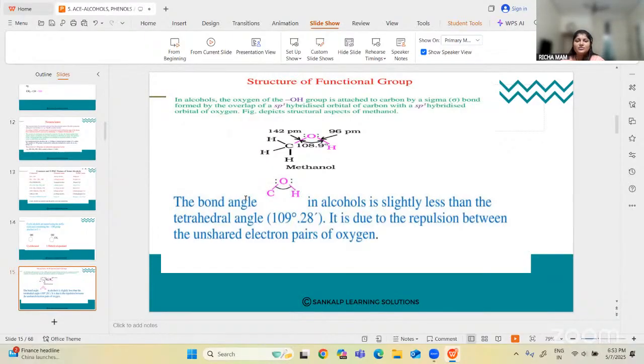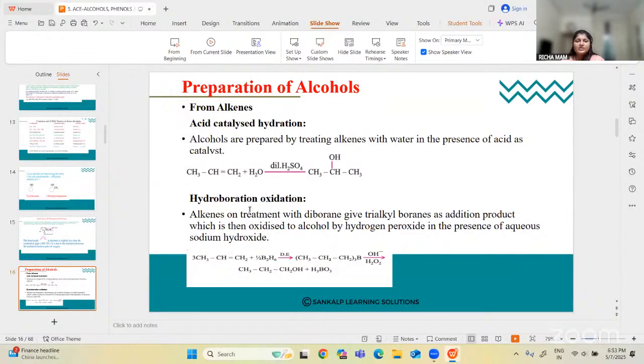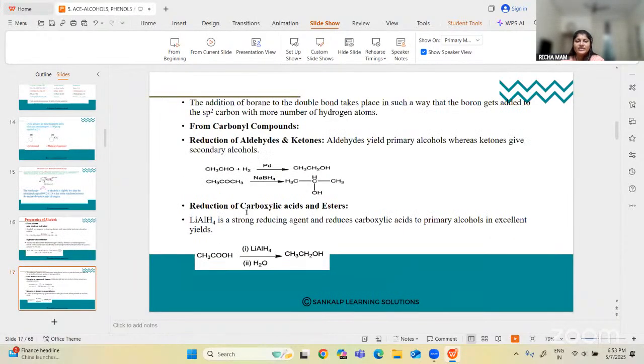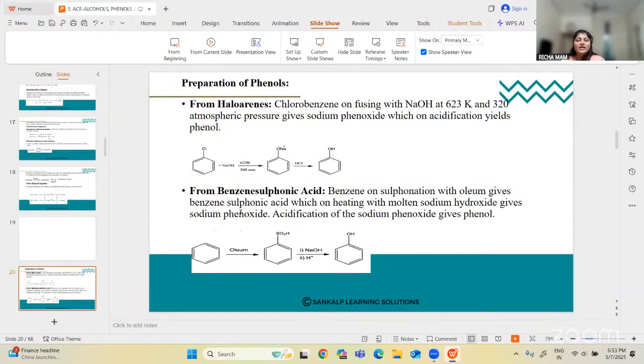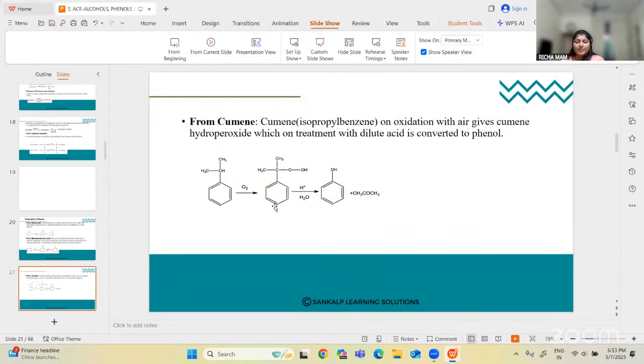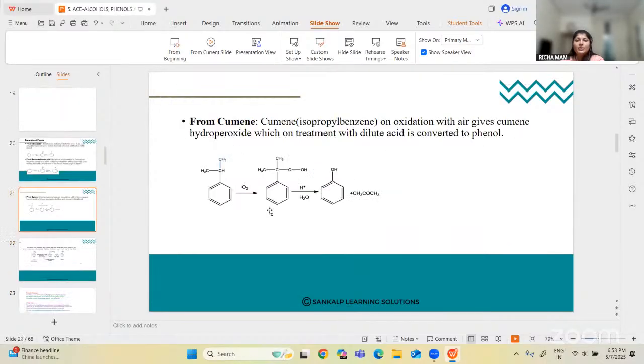Then we have seen the methods of preparation of alcohols. Different methods we have seen. Then we have seen the methods of preparation of phenols also, very important main reactions. From haloarenes, from benzene sulfonic acid, so you need to know what is oleum. Then from diazonium salt, and how to prepare it from cumene. What is cumene, what is the process, what is the byproduct obtained? All these things you need to know.